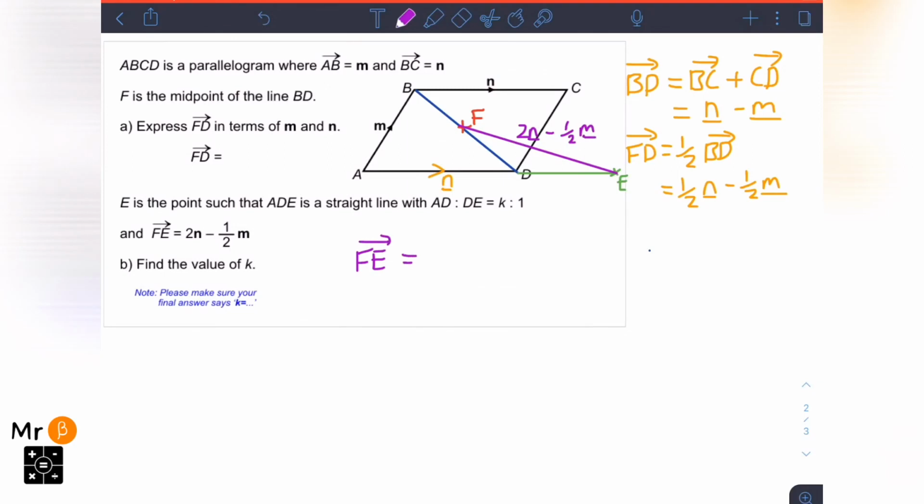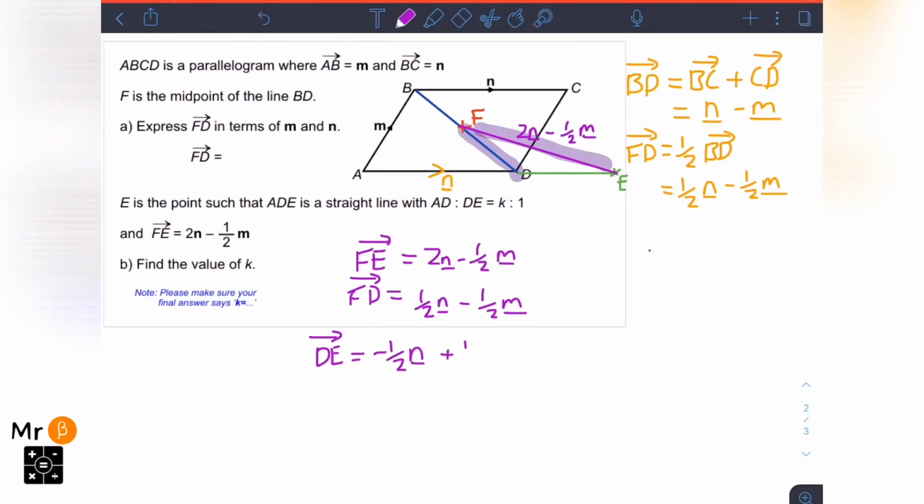I'm just going to make a note of this. So FE is 2n minus 1/2 m. And we've worked out in part A that FD is 1/2 n minus 1/2 m. So now we need to work out what the vector DE is. So we know the information from D to F, and we know the information from F to E. So from D to F, we're reversing our vector FD, therefore our signs are changed. And we know that FE is 2n minus 1/2 m. If we now collect these together, you've got negative 1/2 n plus 2n, which is 3/2 n. You've got positive 1/2 m, subtract 1/2 m, which is 0.